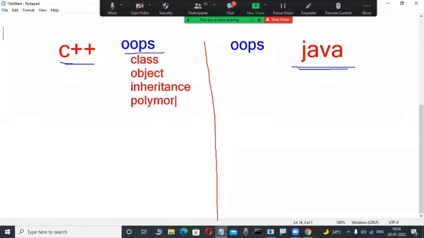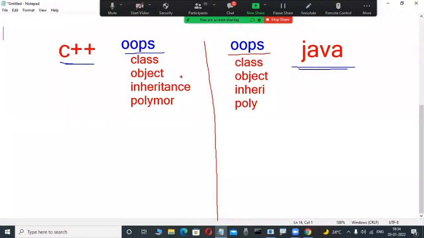Now check it out. Observe here. In Java also, OOPS concepts: what is a class? What is an object? Some concepts are there or not? What is inheritance? And again, what is polymorphism? So many concepts are there. That's why conceptually class, object, inheritance, polymorphism are conceptually the same.